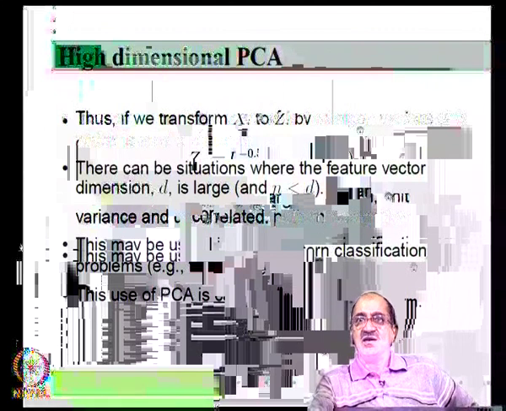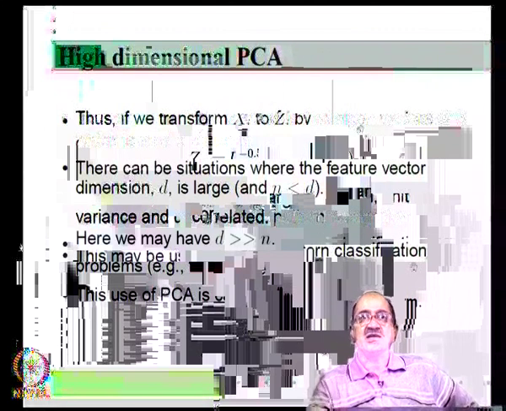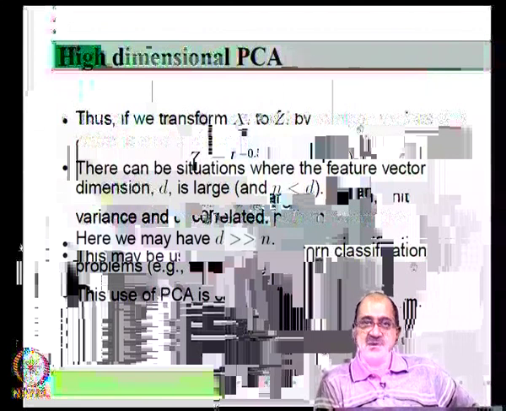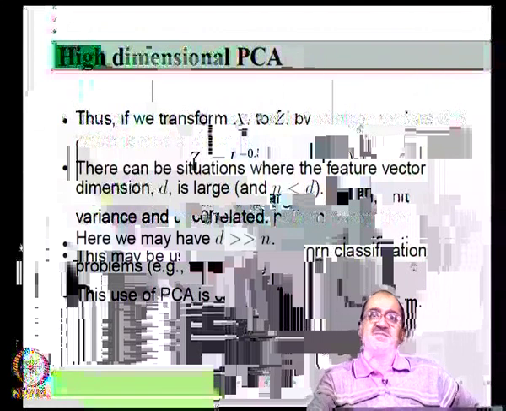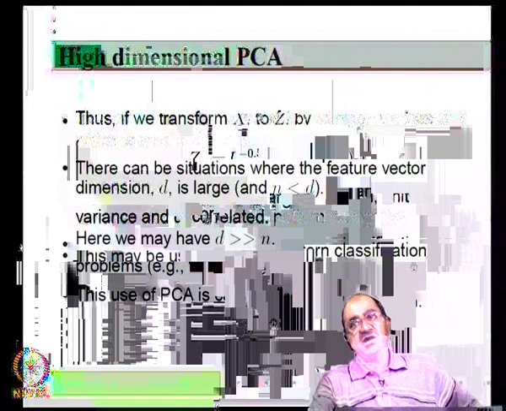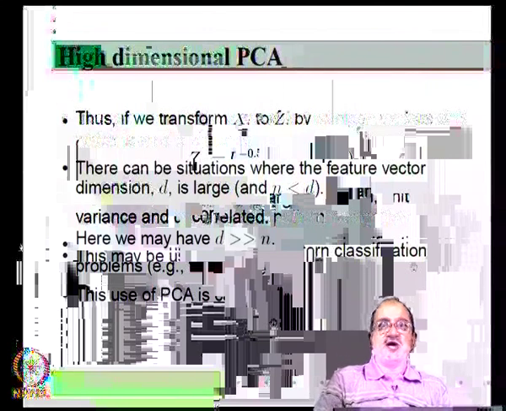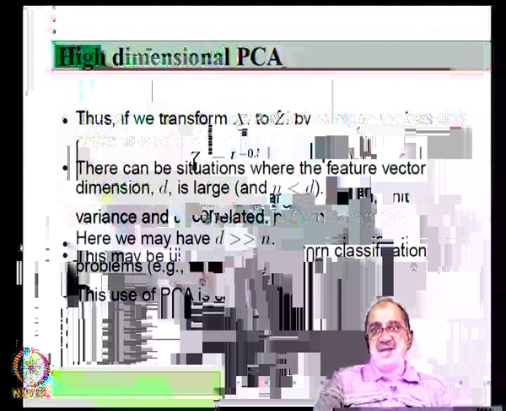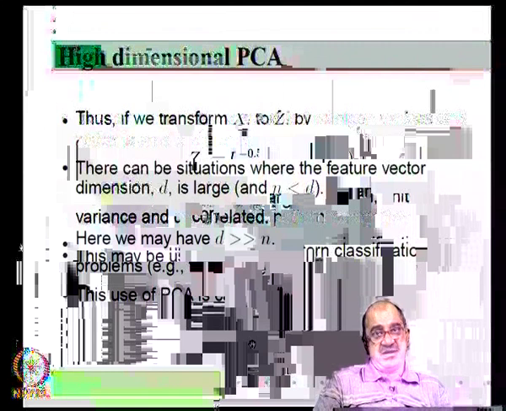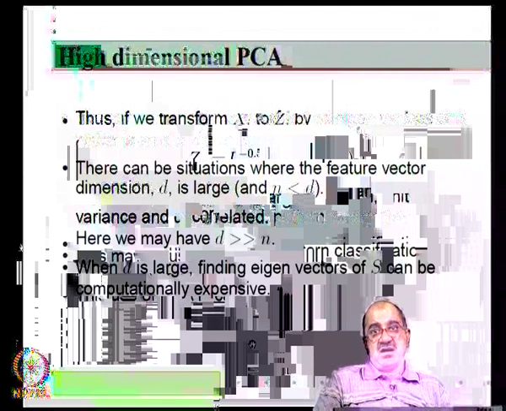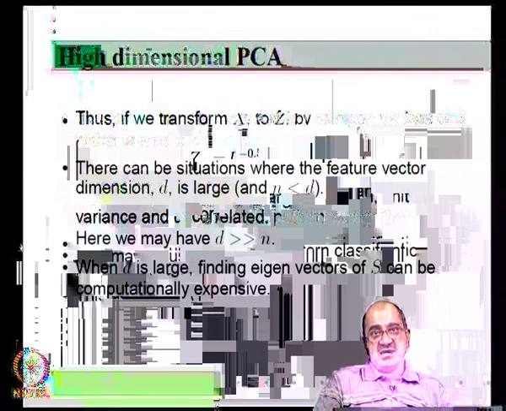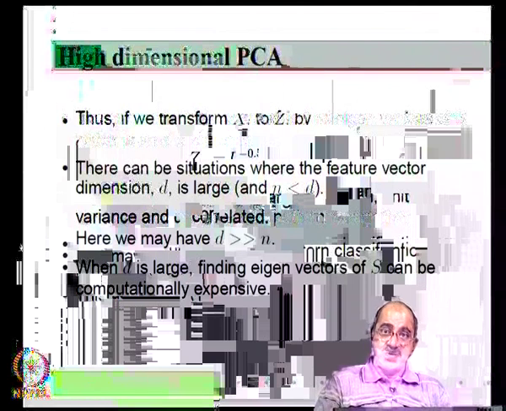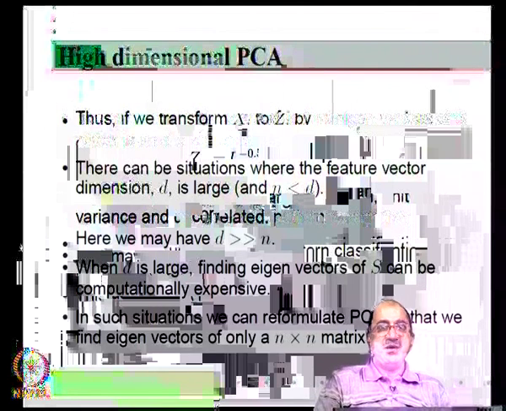So, very often n will be much less than d, because I often work with more than 32 by 32 images, and I do not have so many face images of a single person, and even if I have all the face images put together, it won't become too large. So, I may have d much larger than n, and I need to find the eigenspace of S. Now, when d is large, finding the eigenvectors of S can be computationally expensive and also may be useless.